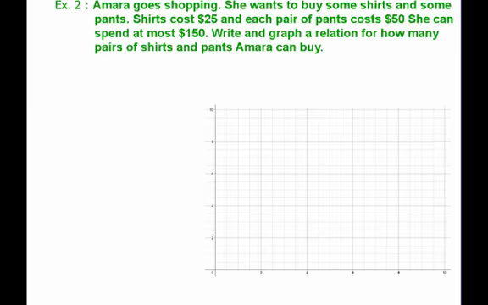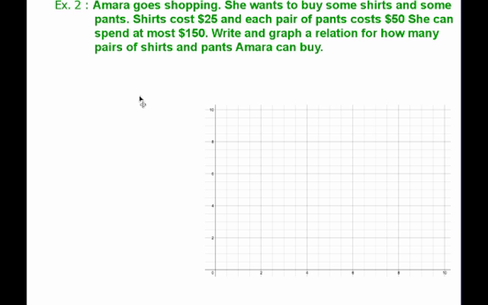So let's take a look at another problem. It says Amara goes shopping. She wants to buy some shirts and some pants. Shirts cost $25, and each pair of pants costs $50. She can spend at most $150. Write and graph a relation for how many pairs of shirts and pants Amara can buy.